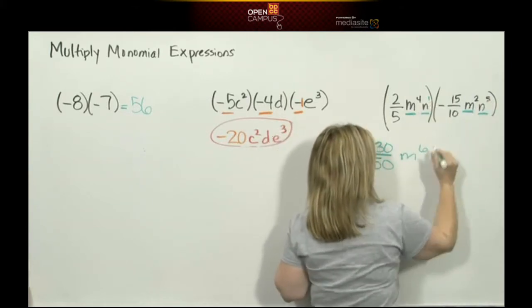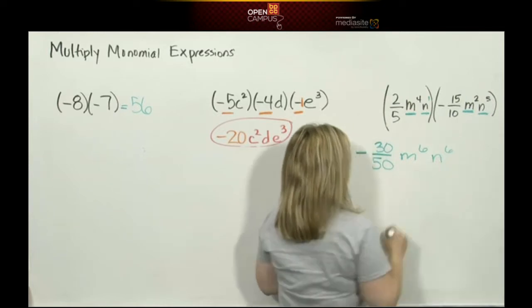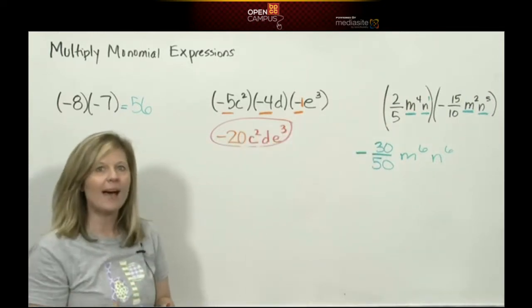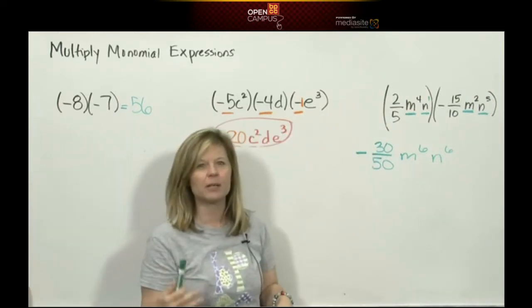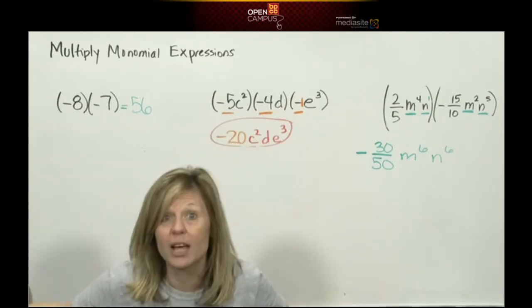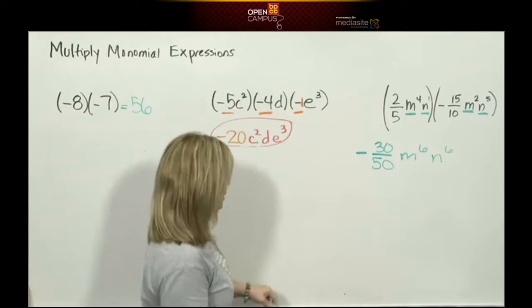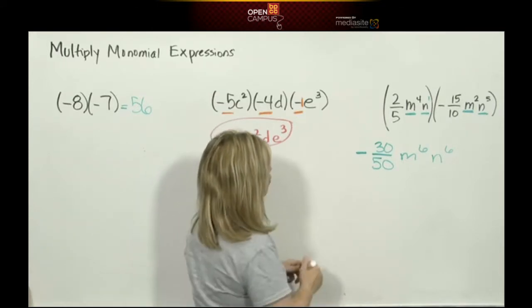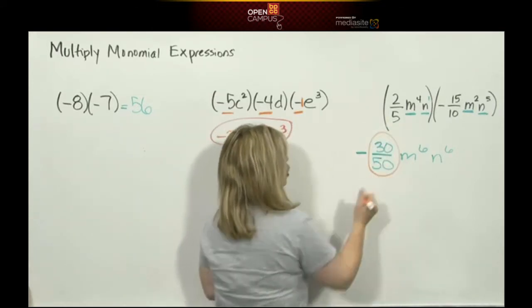1 plus 5 would make n to the 6th. Now the problem in algebra is all answers have to be in lowest terms, reduced, simplified, whatever word you want to use there, they all mean the same thing. The first thing you know is fractions have to be in lowest terms.